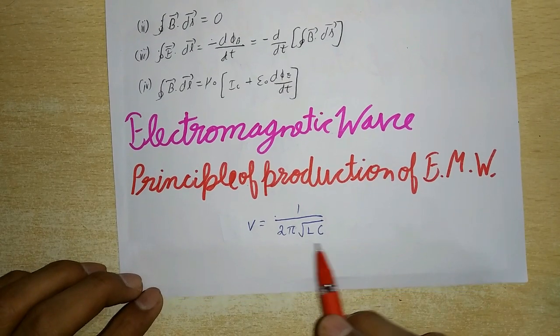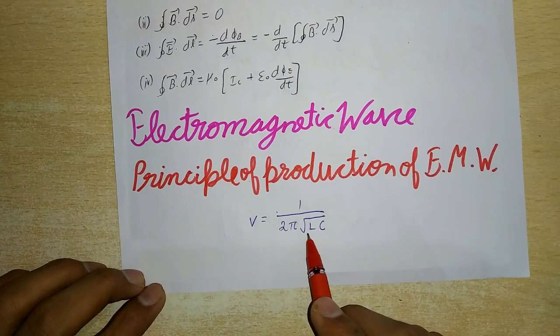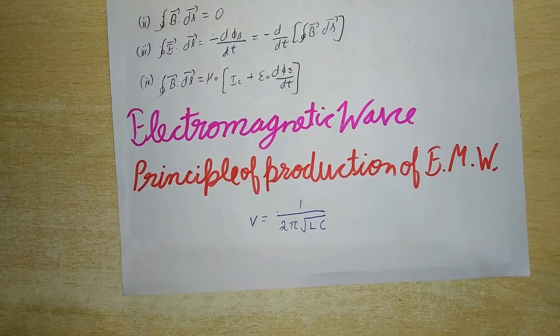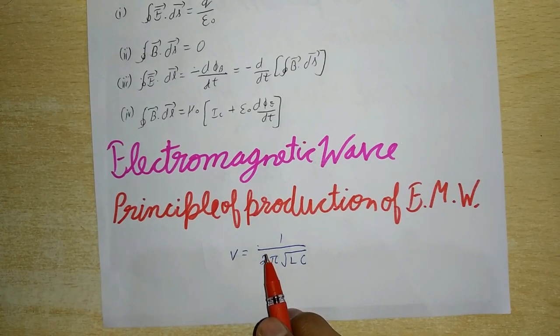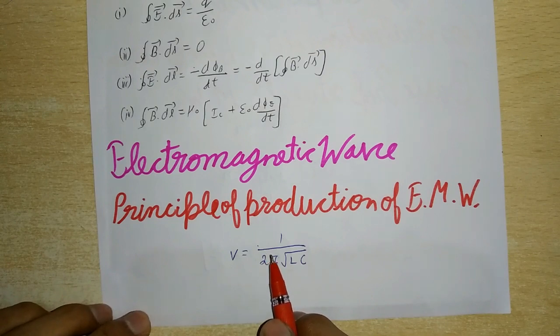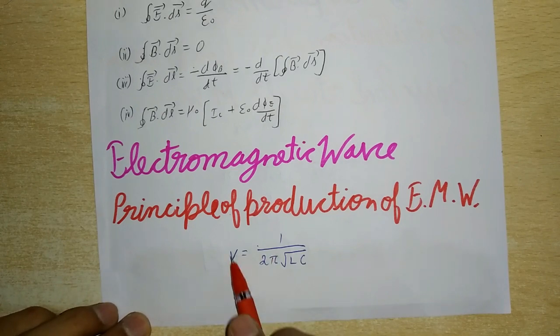Now this is the source of an electromagnetic wave. An accelerating charge produces electromagnetic waves. An electric charge oscillating harmonically with frequency nu generates an electromagnetic wave of the same frequency nu. An electric dipole is a basic source of electromagnetic waves. An LC circuit containing inductance L and capacitance C produces an electromagnetic wave of frequency nu equals 1 upon 2 pi root LC.